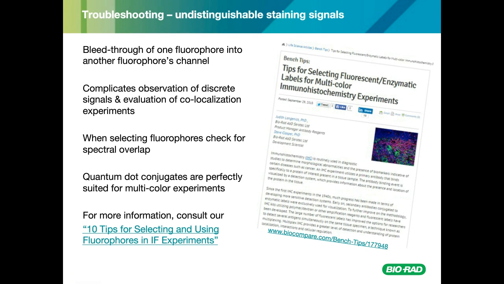For more information on the topic, feel free to consult our 10 tips for selecting and using fluorophores in IF experiments website or download the PDF. We also recently published a BioCompare benchtip article on selecting fluorescent and enzymatic labels for multicolor IHC experiments that provides you with hands-on tips. This article also covers the topic of chromogenic substrate selection for multicolor experiments and highlights the most common combinations for which we unfortunately had no time in this webinar. Should you like more information about these articles or would like us to mail you the respective PDFs, please let us know via the Q&A box.